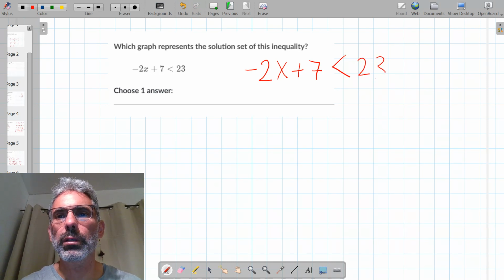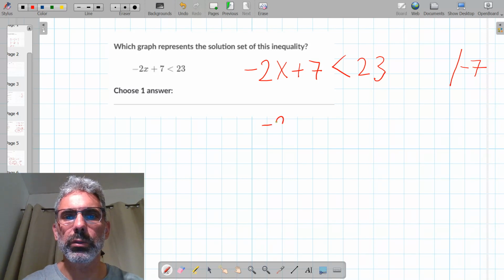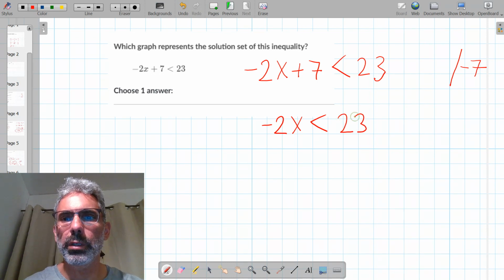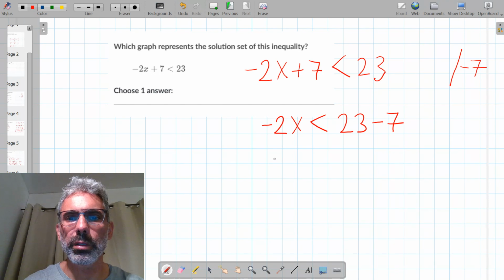So the first thing to do is to get rid of the plus 7, because we aim to isolate the x. So we get rid of the 7 by subtracting 7 from both sides of the inequality. So it's minus 2x. The plus 7 and minus 7 cancel out each other, so we are left with minus 2x on the left hand side. It has to be less than 23 minus 7, which means that minus 2x has to be less than 16.